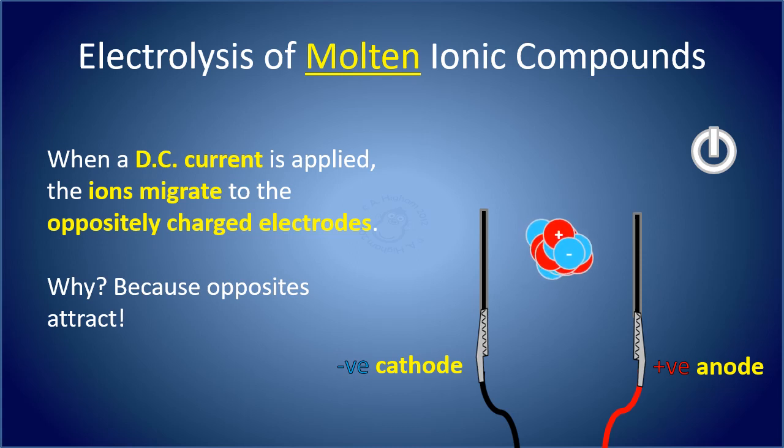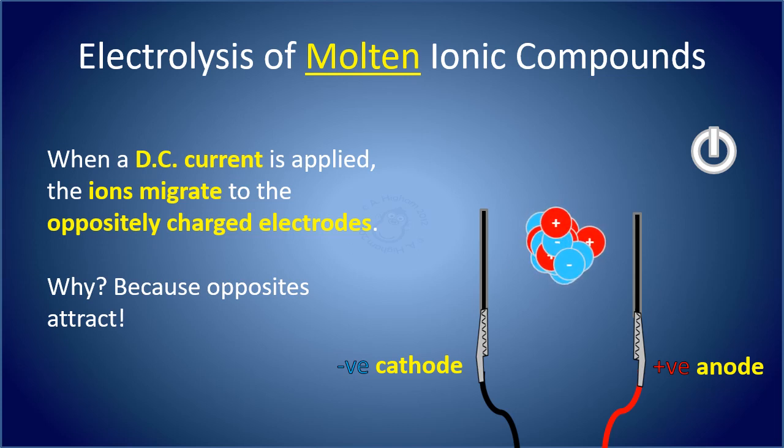If you think about it, you've done this before in the bonding unit. The high temperature is needed because lots of energy is required to overcome the many, many strong electrostatic forces of attraction in the giant ionic lattice, and the forces of attraction between the positive and the negative ions.